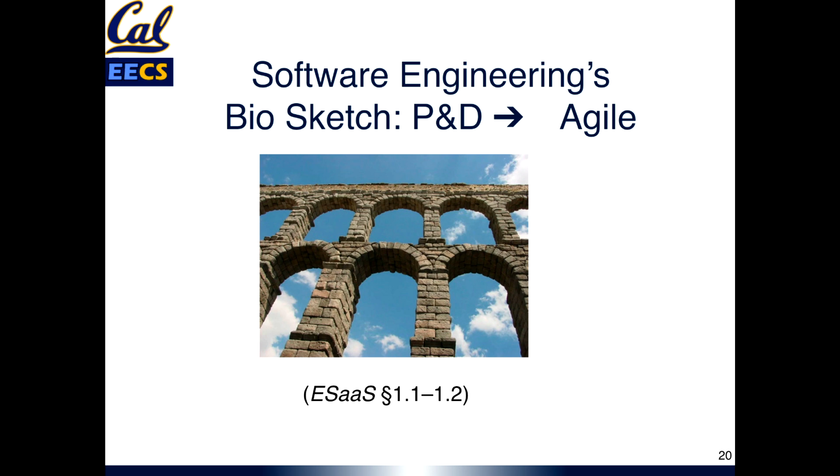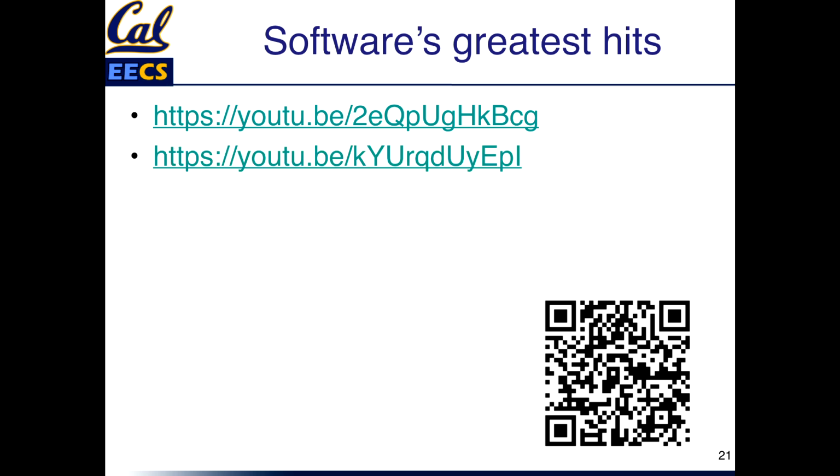So for the last 20 minutes or so, this is an introduction to software engineering as a discipline, the changes, the history, and so on. This is a brief sketch of the transition from what is called plan and document to Agile as we know it today. So assuming these videos work, these are a couple of software engineering's greatest hits.